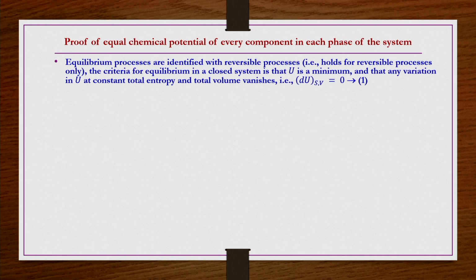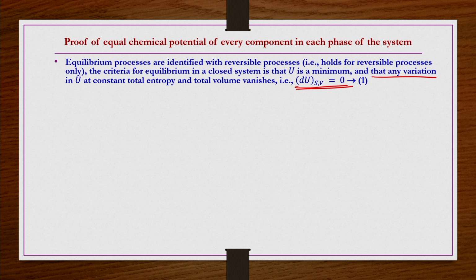Equilibrium processes are identified with reversible processes, that we know. The criterion for equilibrium in a closed system is that U is a minimum or it decreases, and that any variation in U at constant total entropy and total volume vanishes. That is, dU at constant S, V should be 0 for reversible processes. If it is an irreversible process, then it should be less than 0. Okay, this we know, right.